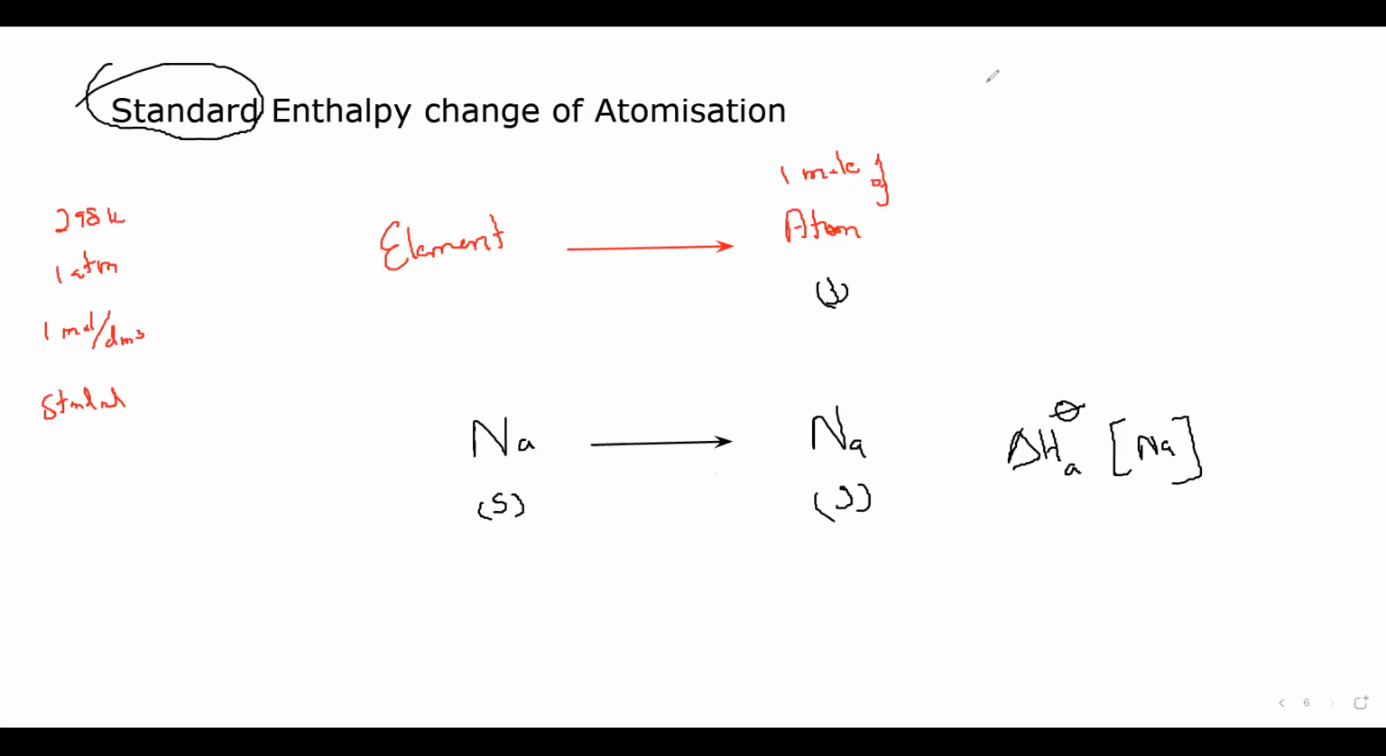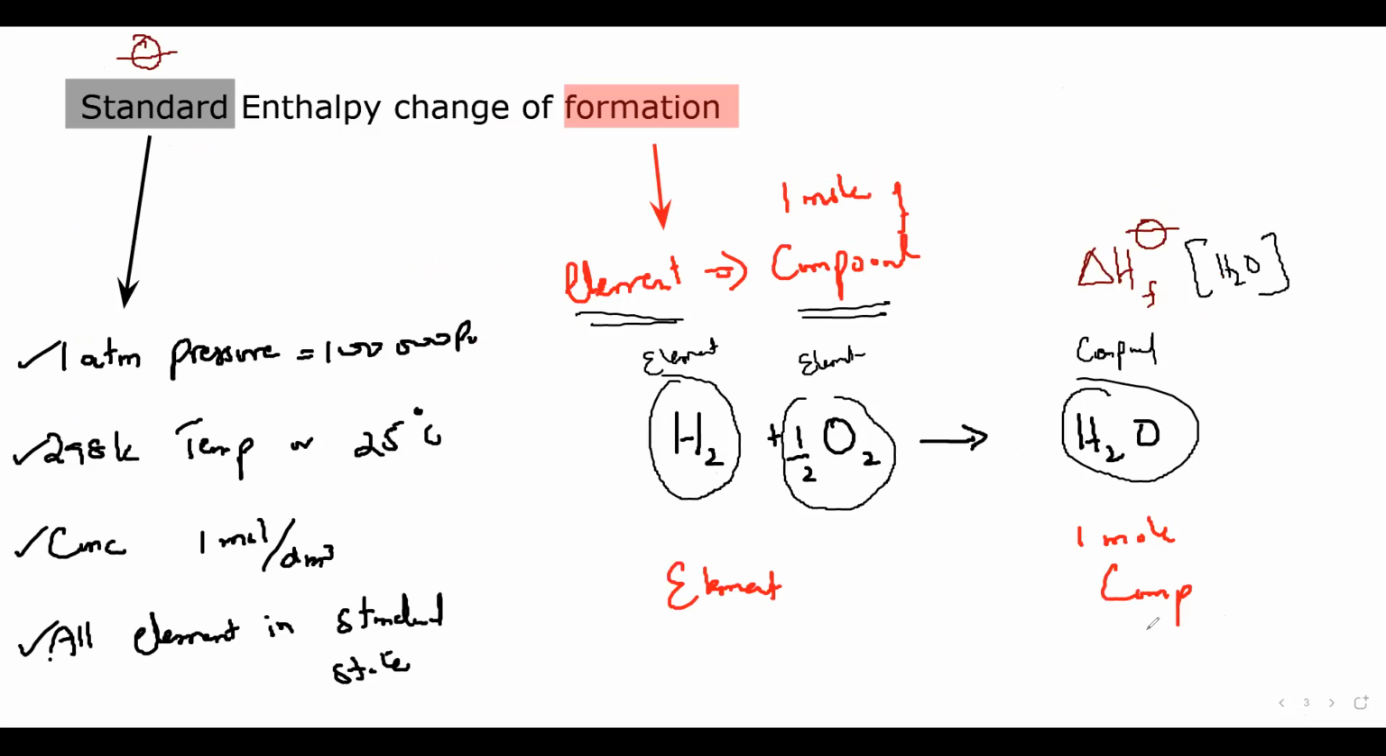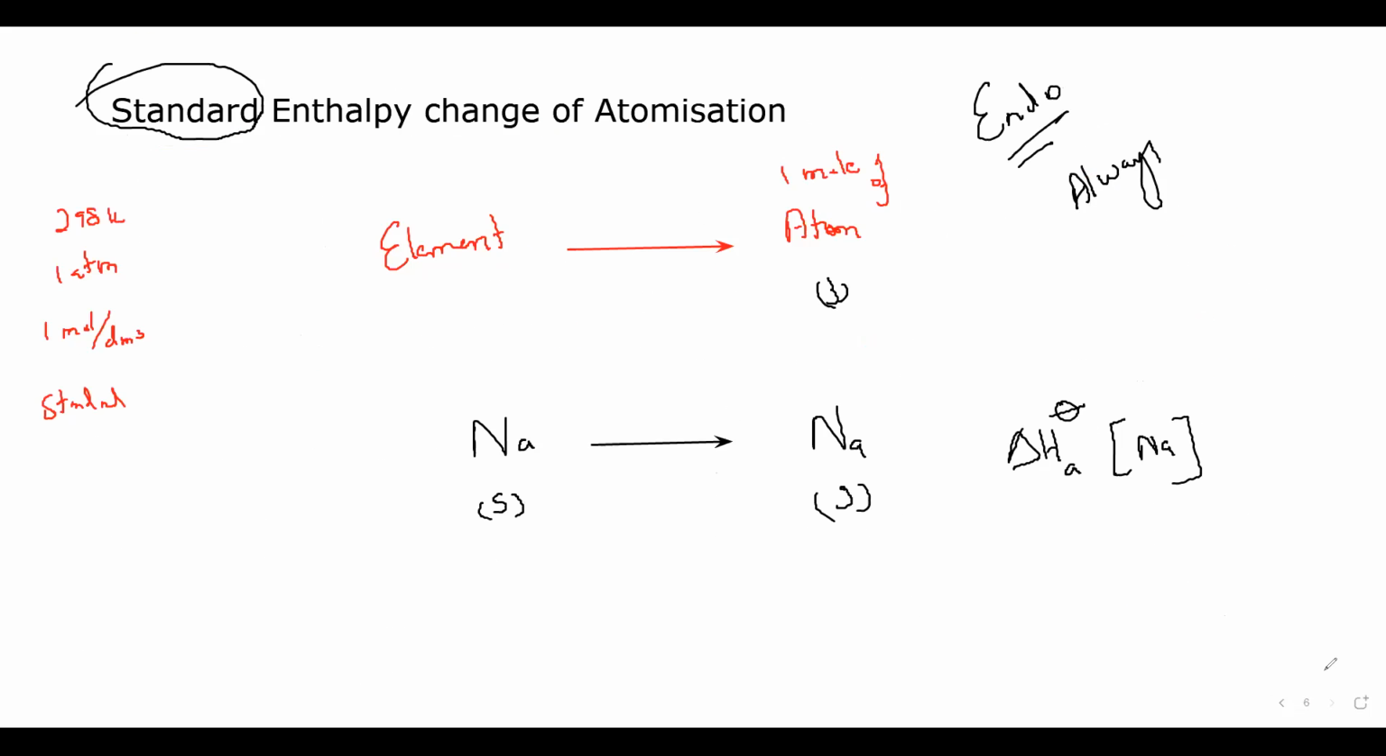Whenever atomization is done, whenever you produce atoms, you have to supply energy. So atomization is always endothermic. It can never be exothermic, it is always endothermic. Formation can be exothermic, that's why I did not write it specifically. It can be endothermic, it can be exothermic. But atomization is always endothermic.